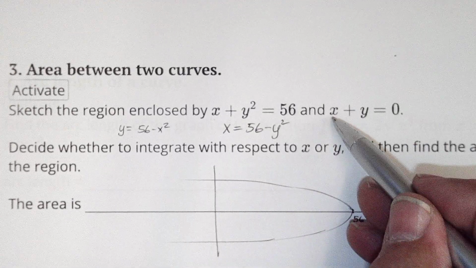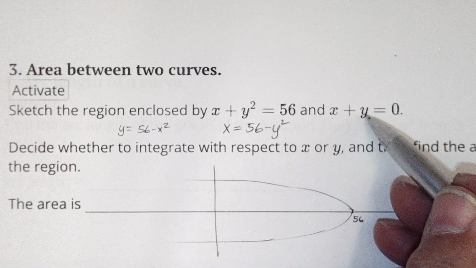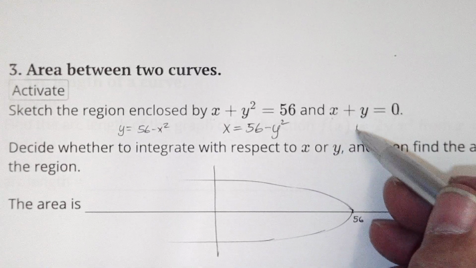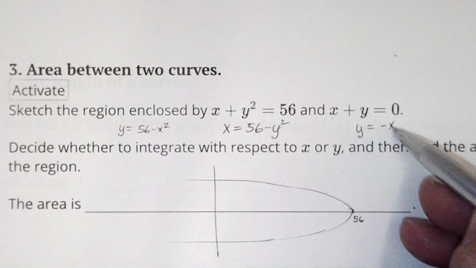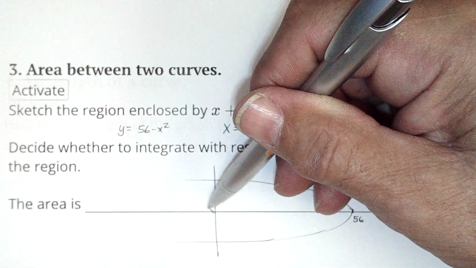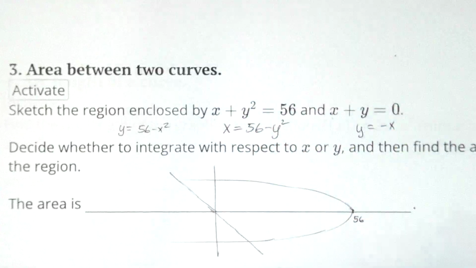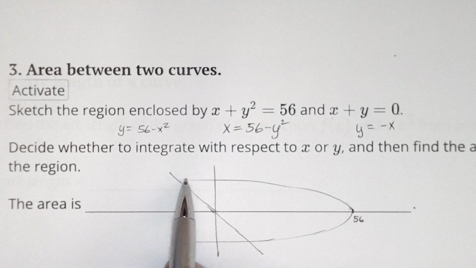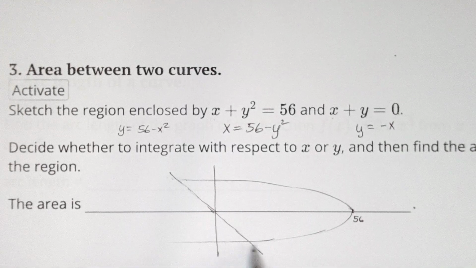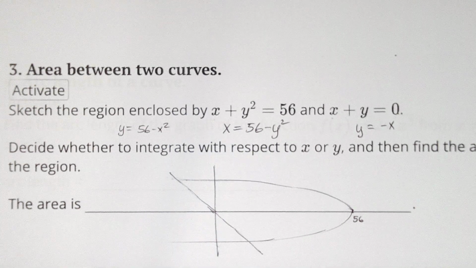And now we have x plus y equals 0. So that means y equals negative x. So that's a line. The x and y coordinates are equal to 0 there. Okay, so we got, yeah, that's what it looks like.